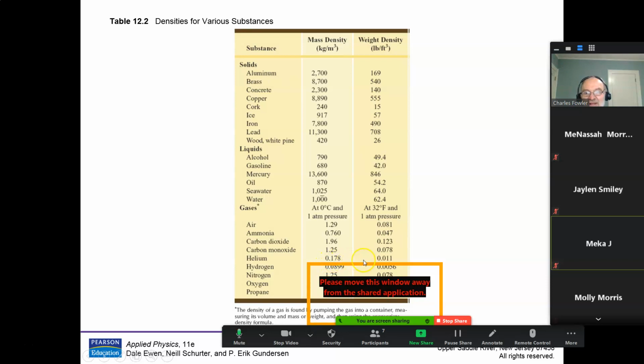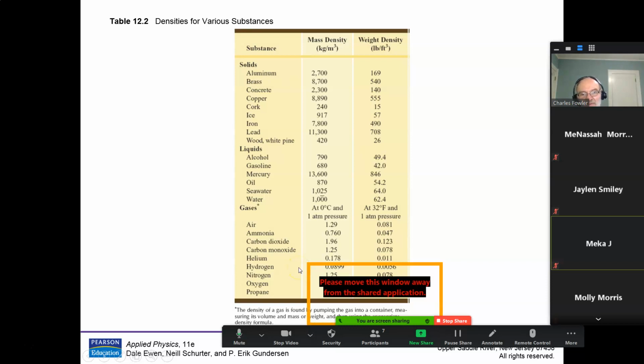Helium is the second lightest of all gases, and look how low its density is. 0.011 pounds per cubic feet, or 0.178 kilograms per cubic meter. Hydrogen is the very lightest of gases.